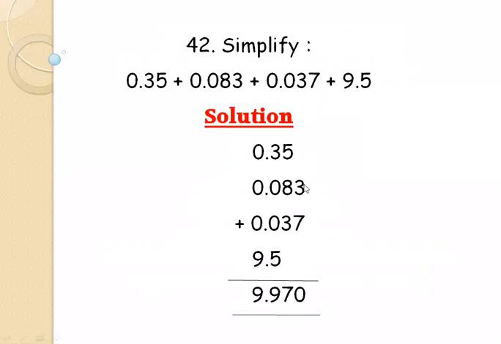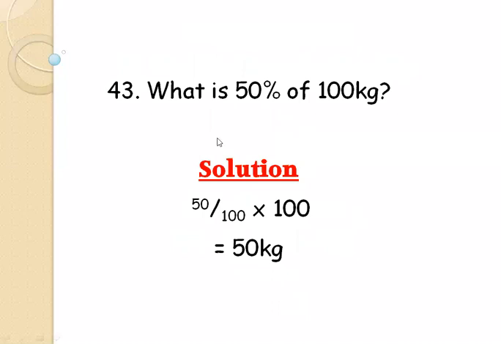3 plus 7 is 10. 0. I'll bring 1 to this place. 5 plus 1 is 6. And 6 plus 8 is 14. 14 plus 3 is 17. I'll write 7 and bring 1 here. 3 plus 1 is 4. 4 plus 5 is 9. So I'll write my 9. And then this is 0 plus 0 plus 0 plus 9. 9. So my answer is 9.970. Did you see that? Beautiful.